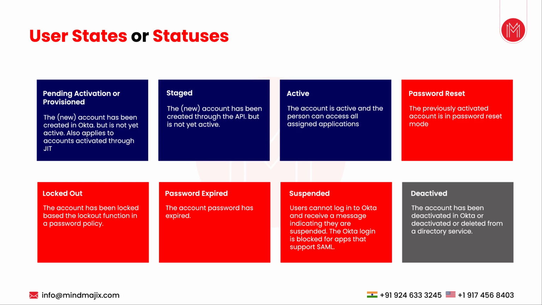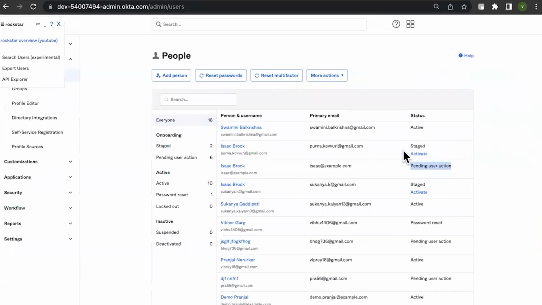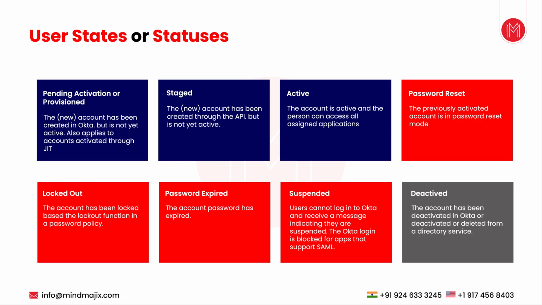Then the staged state is like, your account has been created, but it is not yet active. So you could see certain staged users over here, and right below that staged value, you could see the activate option also, because these users are created in Okta, but they are not yet activated. So we need to activate them, and then only they can do anything in Okta. Then active users are the users who have completed all their process to be onboarded in Okta. So, they're working fine now.